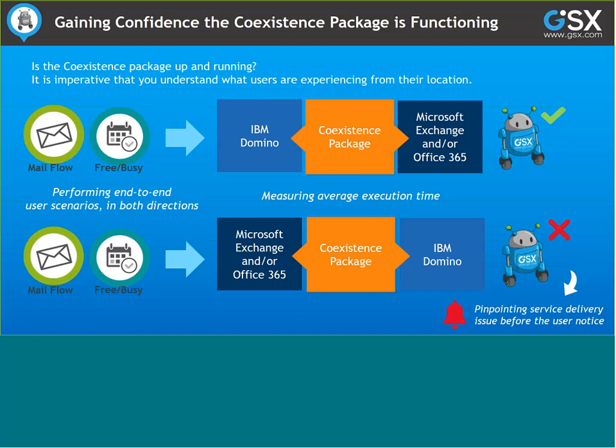So I send a message from Domino. I let it go through coexistence. I let it come out the other side of Microsoft Exchange and I pick it up. And not just any scenario like that. We can drop the mail off in different locations. There's a lot we can do to make sure that every single server is being tested.